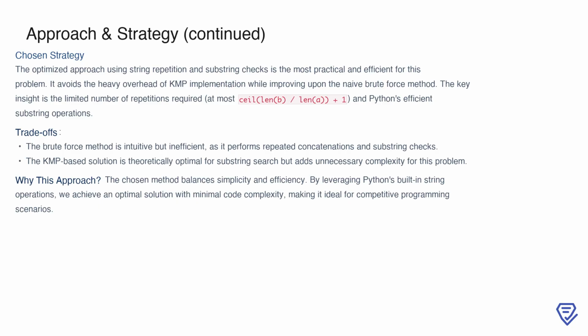At the same time, this approach avoids the complexity of implementing the KMP algorithm, relying instead on Python's built-in substring operations, which are highly efficient in practice. The trade-offs are clear. While the brute force approach is easy to understand, it is computationally expensive, and while the KMP algorithm is theoretically optimal for substring search, it introduces unnecessary overhead for this specific problem. The chosen approach delivers an optimal solution with minimal code complexity, making it particularly suitable for competitive programming scenarios where simplicity and efficiency are key considerations.